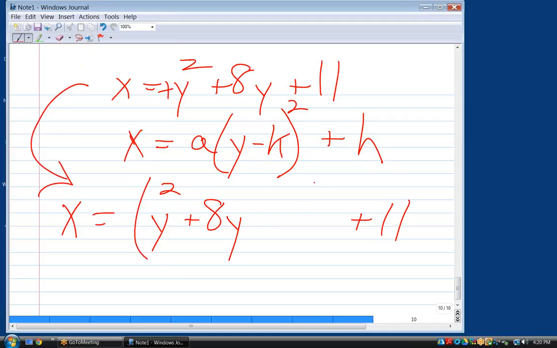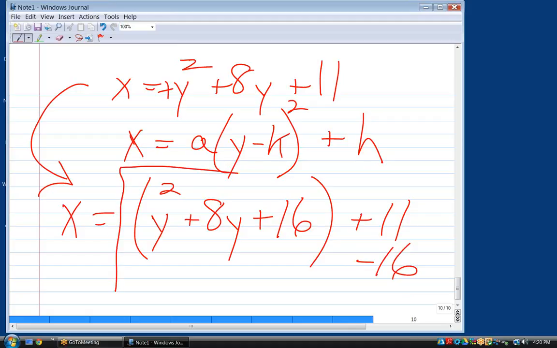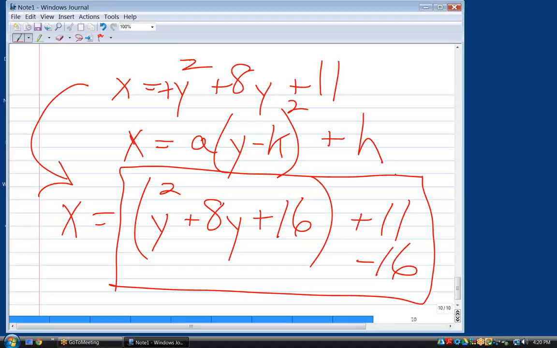Now I put parentheses around this, and I'm going to complete the square inside the parentheses. Well, the way you complete the square is you take half this coefficient and square it. Half of 8 is 4. Squared means I'm going to add 16. If I'm adding 16 to the right side of the equation, I have to subtract 16 to counterbalance it. Now, I still haven't changed the original function. It's exactly the same as it was. The 16s cancel one another out, and I still have this and plus 11. Okay? You with me?